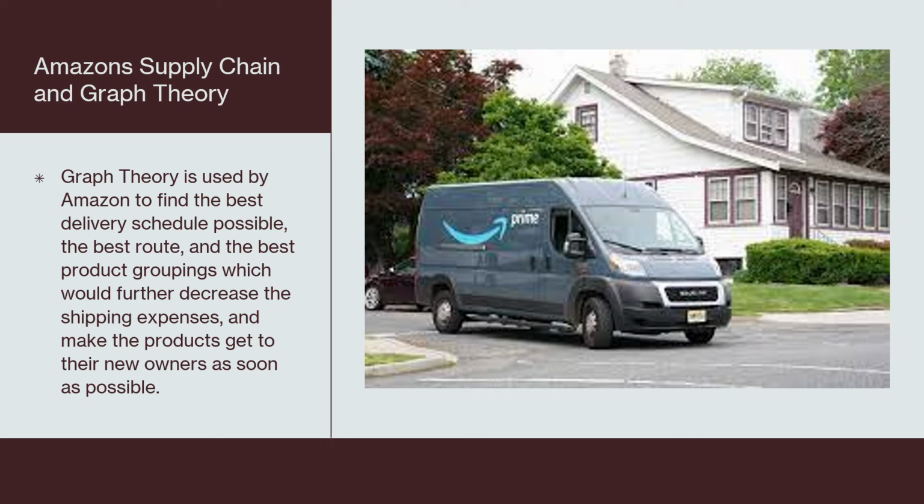Graph theory is used by Amazon to find the best delivery schedule possible, the best route, and the best product groupings, which would further decrease the shipping expenses and make the products get to their new owners as soon as possible.